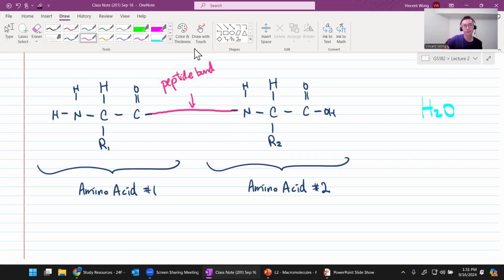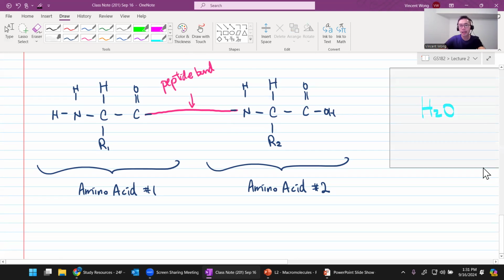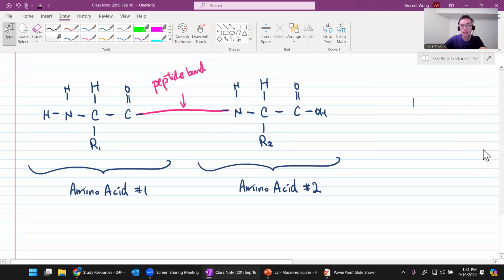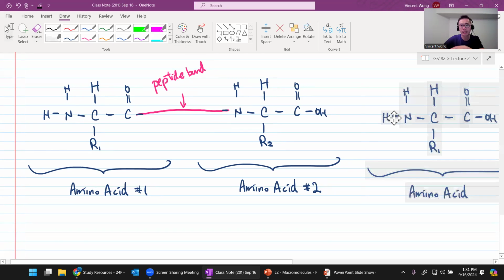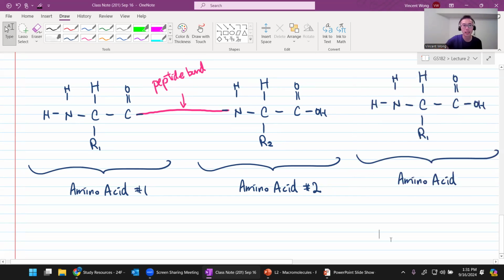Peptide bond. And you can understand how you can go on forever. Let me just put another one here. If you wanted to connect to amino acid number 3, no problem. You take away the OH and you take away the H, you remove another water molecule and you form another peptide bond, and so on and so forth. Does that make sense?